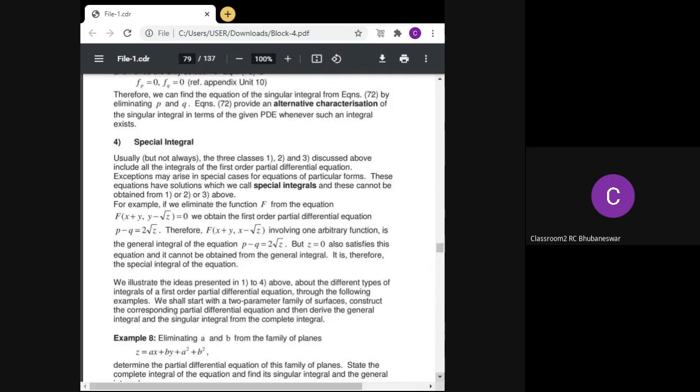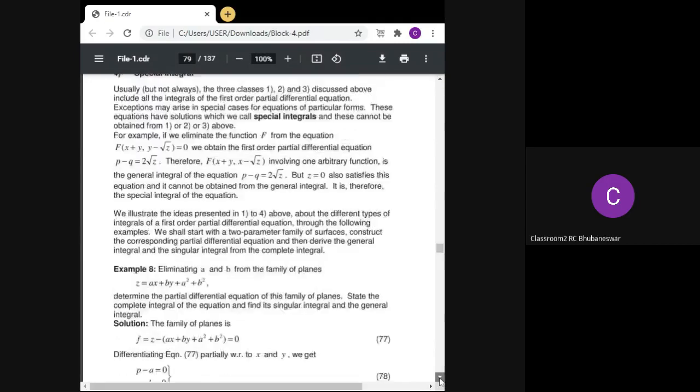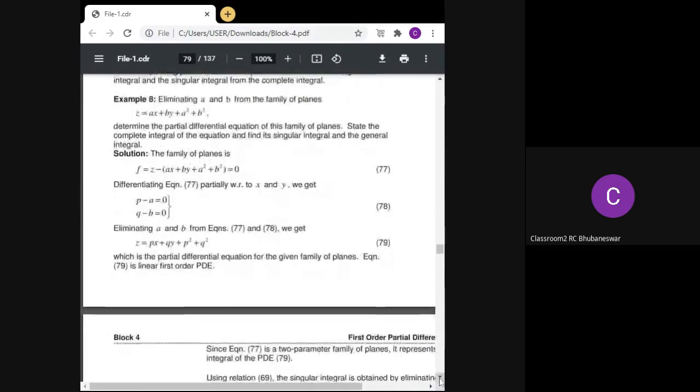So that can be in some exception, we will be able to get the special integral from the first order partial differential equations by eliminating the parameters a or b present in the differential equation.